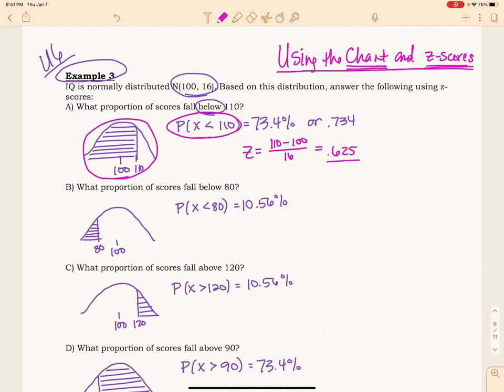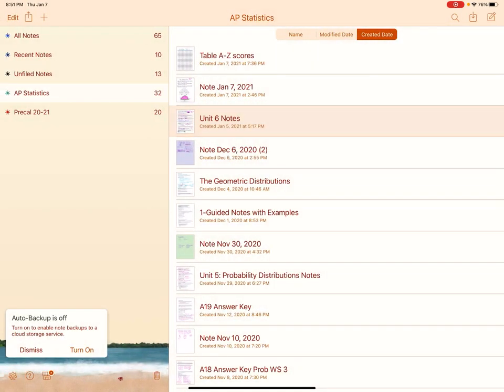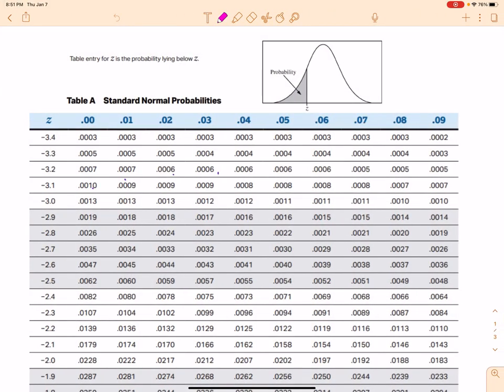So we need to look at our chart. I'm going to switch to the chart here. Okay, this chart is available to you. It is in your module in Canvas under Basic Information. It is called Table A, Z-Scores, or Z-Chart maybe, I can't remember. Anyway, this will be available to you on your AP test. Everybody gets one of these.